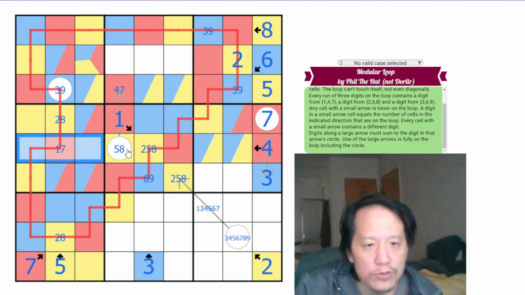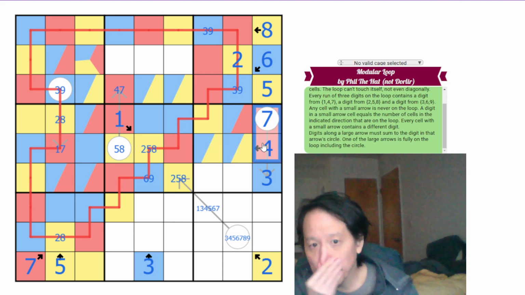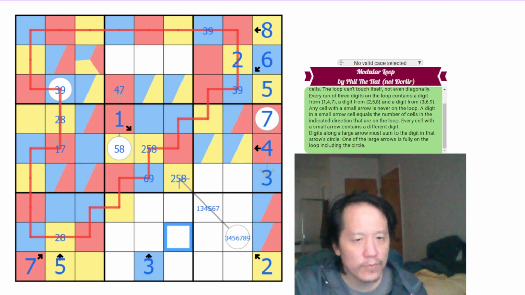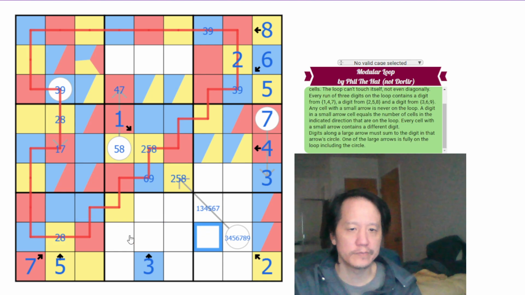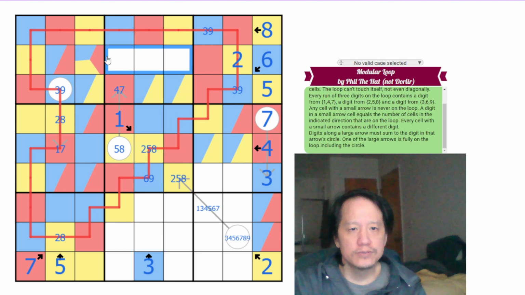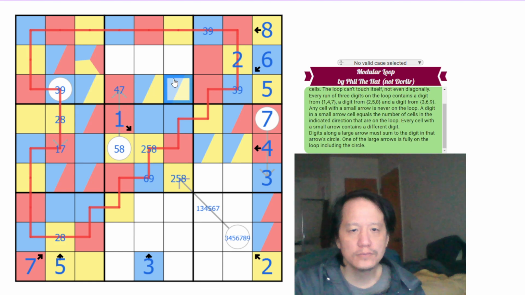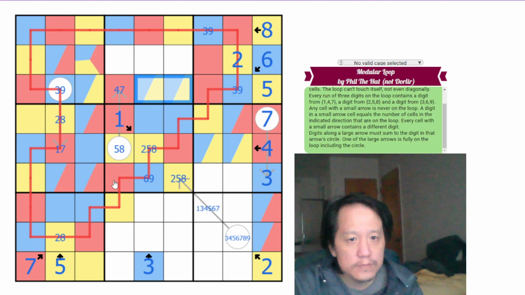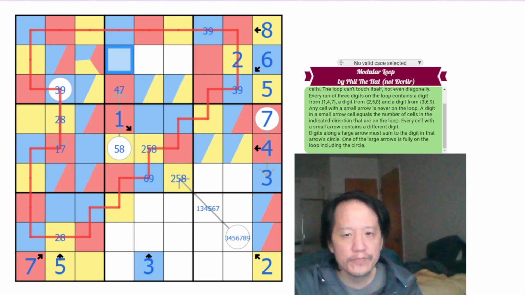We have 2 blues and 2 yellows in row 5. So this is a combination blue-yellow. This is blue or red. We have 2 blues here. So this is blue or yellow. These are blue or yellow.